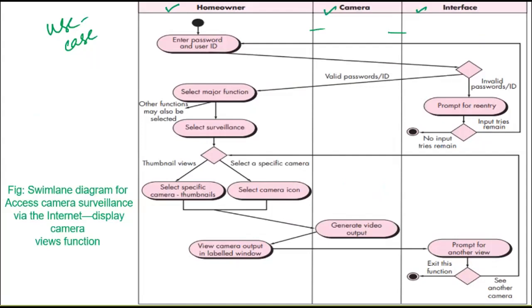After that, selecting major functions, that is selecting the camera views, is done by the homeowner. Selecting thumbnail view or selecting a specific camera view is the responsibility of the homeowner. Homeowner is going to do this job. Now, after that, when you've selected a specific camera view or a thumbnail view, generating the video output is taken from the camera. So this particular task is done by the camera itself. Now, this view is going to be shown at the homeowner side. That is, you can see this at the output screen, at the monitor.